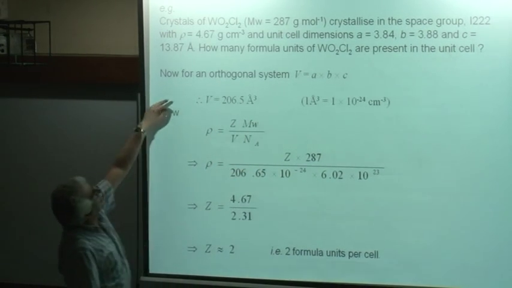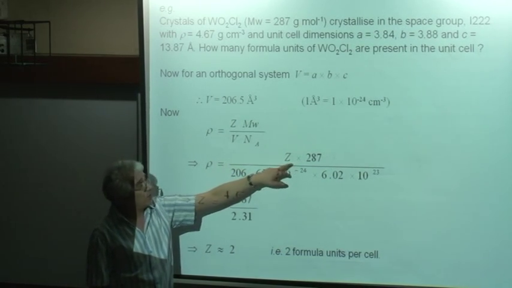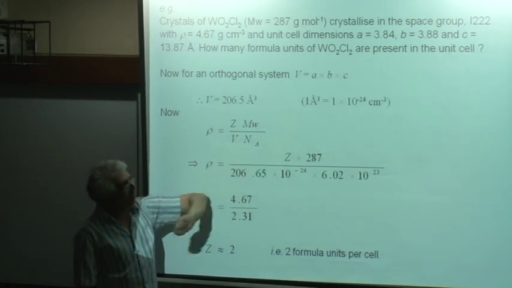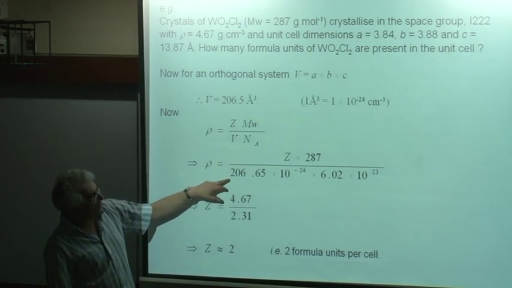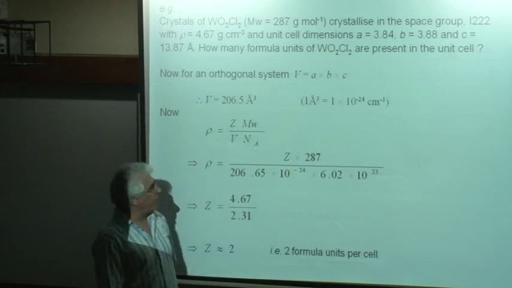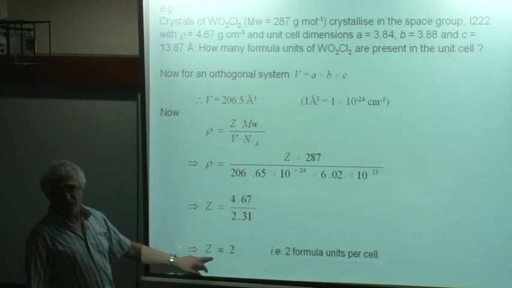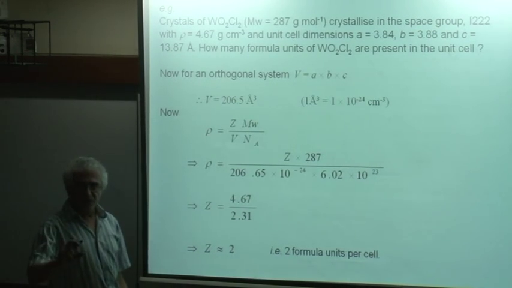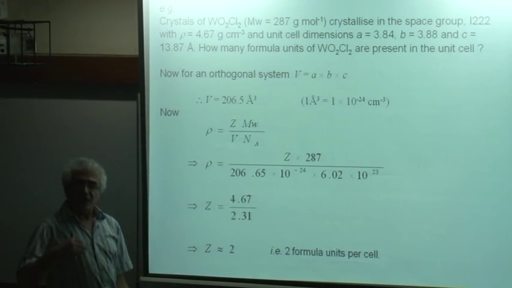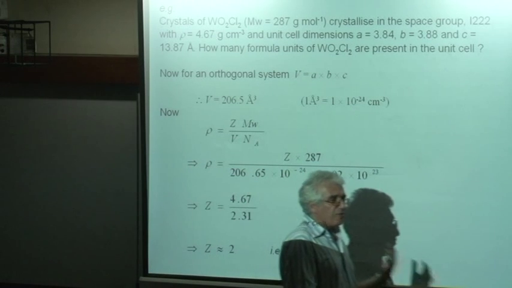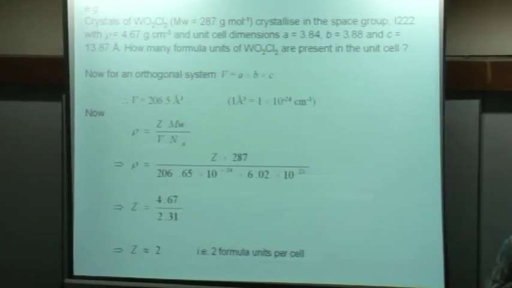Our formula weight, I've given it as 287. So 287 grams per mole times Z, our number of formula units per unit cell. Put them into our equation, and we end up with Z as approximately 2. So 2 formula units of WO2Cl2 per unit cell. It means that when I'm starting off my crystal structure analysis, I know exactly how much I should be looking for in the unit cell.